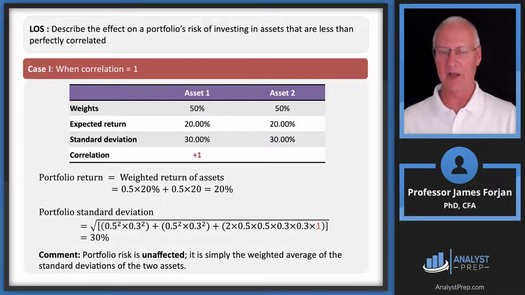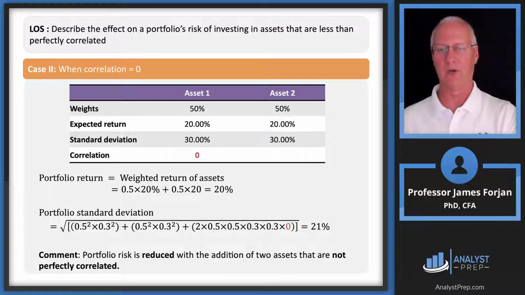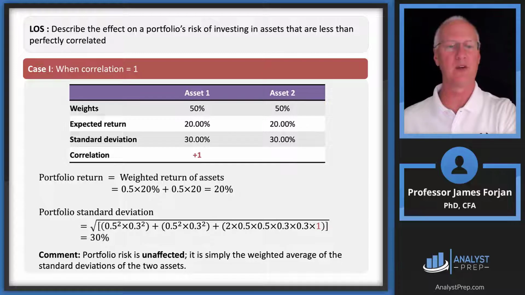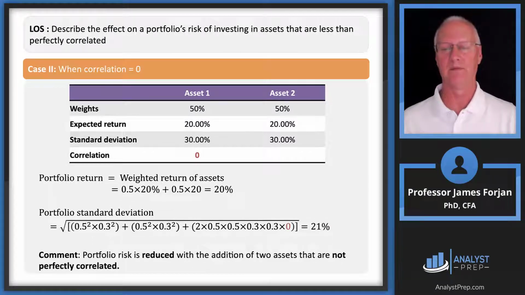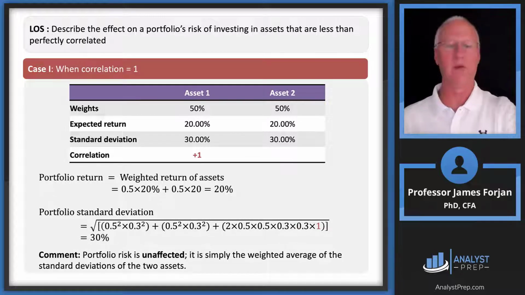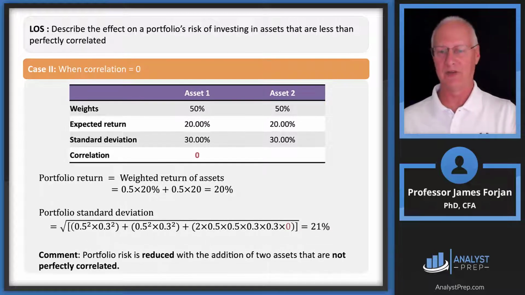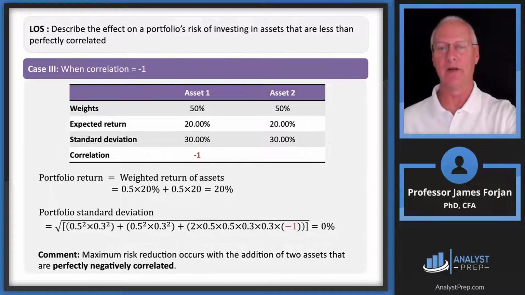Now, let me go back here. Here's plus 1, 30%. Here's 0, 21%. So if we had a bunch of other slides that had correlations of 0.9, 0.8, 0.7, all the way down to 0, we would go from 30% to 28% to 26%, right, to 25 down to 21. The diversification benefits increase as correlation goes from plus 1, where there was no diversification benefit, to 0, where there are substantial diversification benefits.